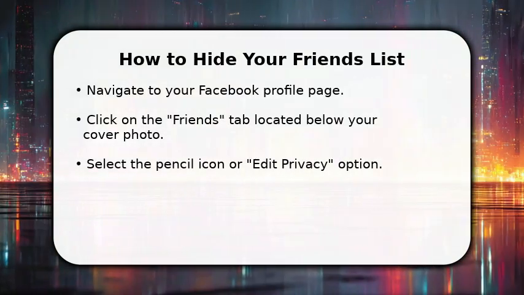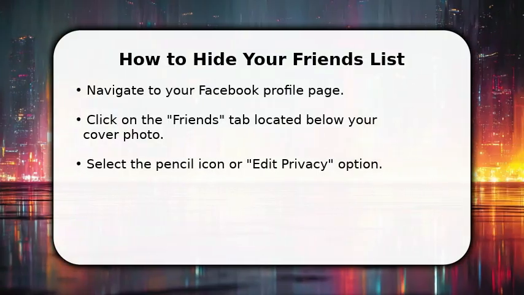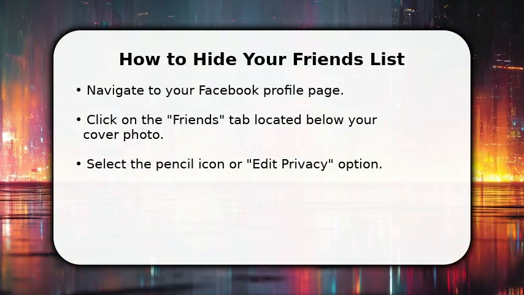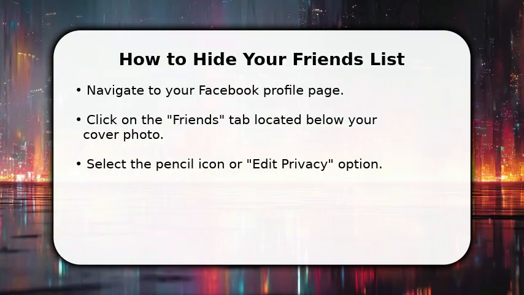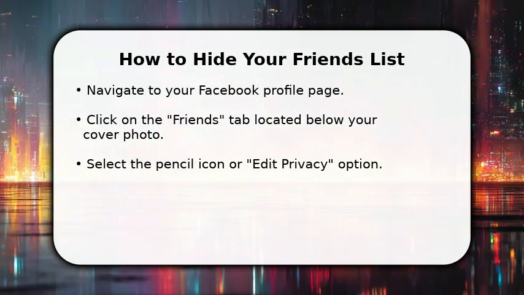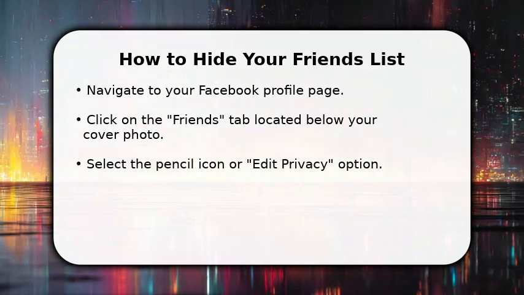Next, you will see a small pencil icon or an option labeled Edit Privacy. Select this to open your privacy settings for the friends list. This initial step is quick and straightforward, taking only a few moments to complete.